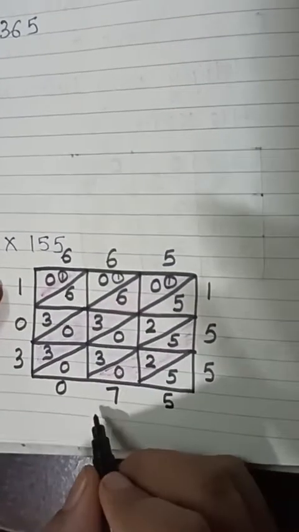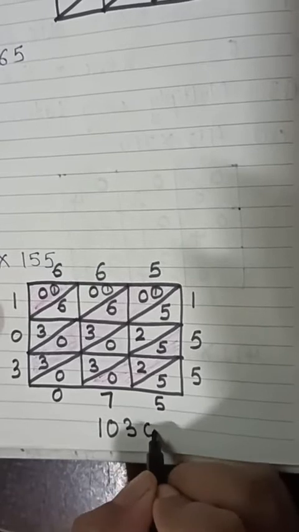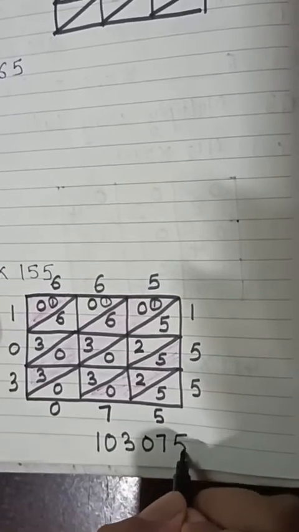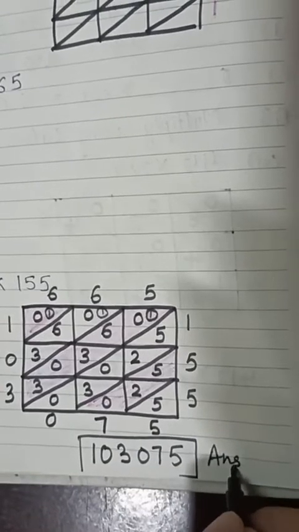3 and 3 6, 6 and 6 12 and plus 1 13. 1 carry over. 6 and 3 9, 9 plus 1 10. So 0 will come here and 1 carry over. Now 0 plus 1 is 1. So I will start writing my answer from here. 1 0 3 0 7 5. This is my product. This is your answer.